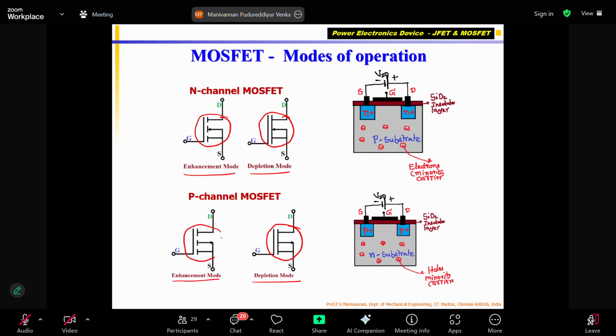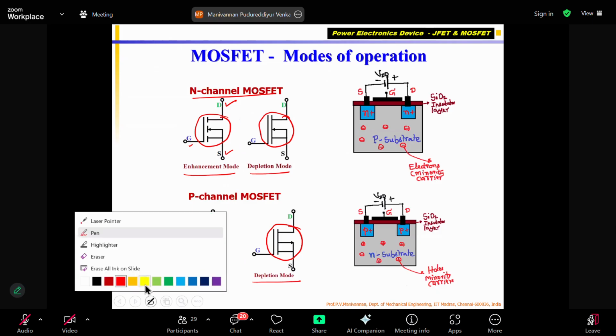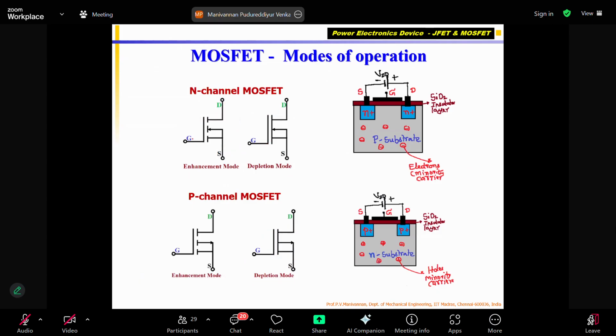Okay. You will see three terminals. Drain is represented by D, source is represented by S, and gate is represented by G. Now, we take N-channel. How will you differentiate enhancement mode MOSFET and depletion mode MOSFET? It's very simple. You can see here, the gate is represented like this, like an L, correct?